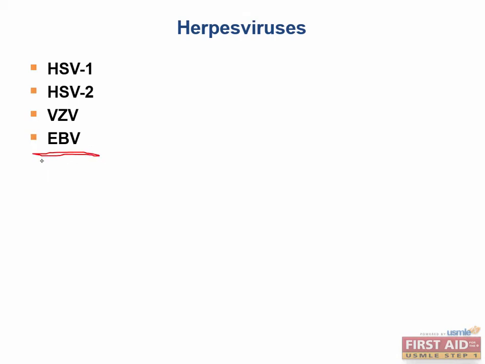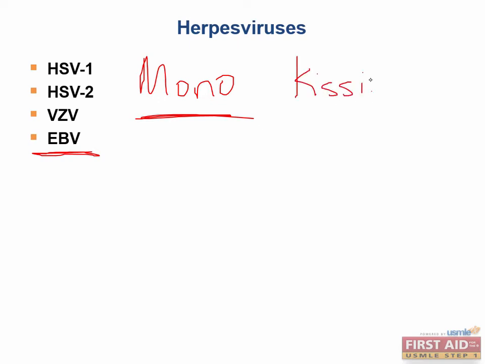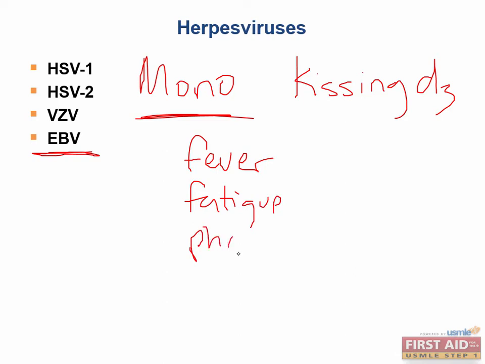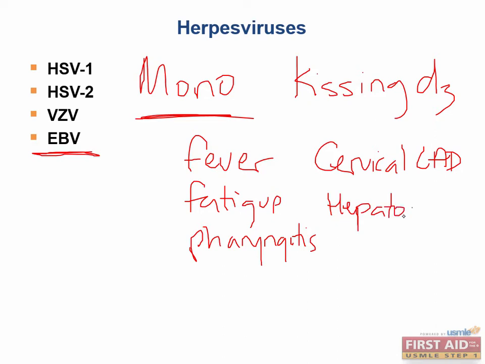Next we have the Epstein-Barr virus, commonly known as EBV. EBV is best known for causing infectious mononucleosis, more commonly known as mono. Mono is also referred to as the kissing disease because it is commonly transmitted through saliva in teenagers between 15 and 20. In mono, we will see patients with fever, fatigue, pharyngitis, and cervical lymphadenopathy, as well as hepatosplenomegaly in severe cases.